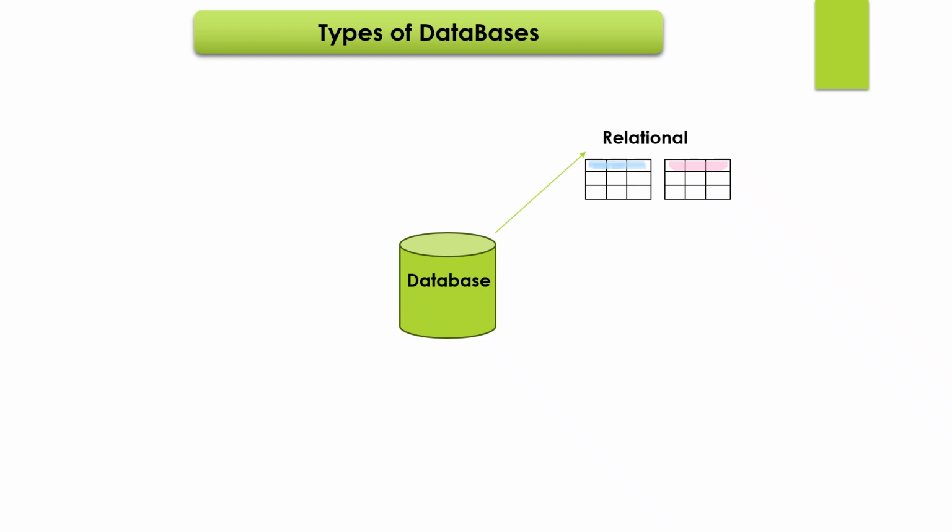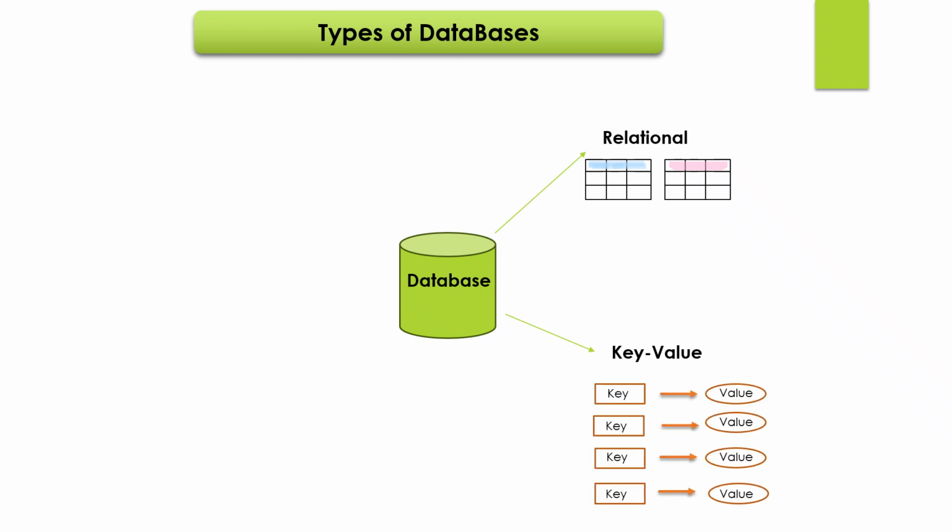Now we have another type of database called the key value database. In this case, the data is organized in a completely different way. The data is stored as a pair of keys and values. So think of it like a big dictionary. The word is a key and the definition is a value. Now moving on to the next type.